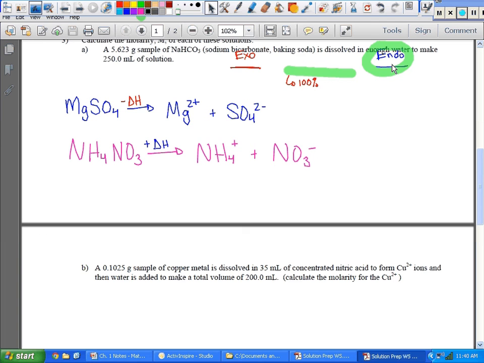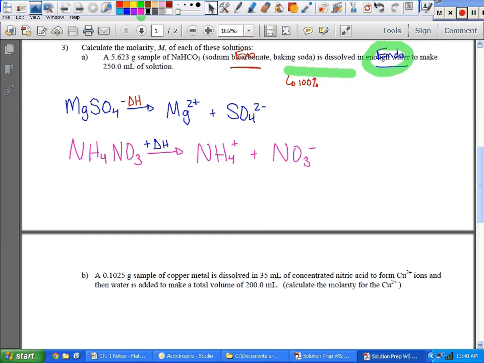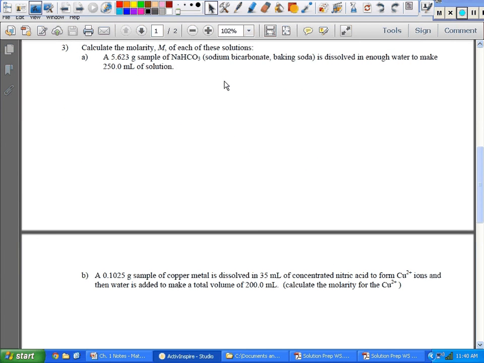What is another way to say this formula? Sodium hydrogen carbonate. Now, the reason it's bicarbonate is because the 2- charge has been reduced by the hydrogen and so on. And dissolved in enough water to make 250 milliliters of solution. This is simple, okay?